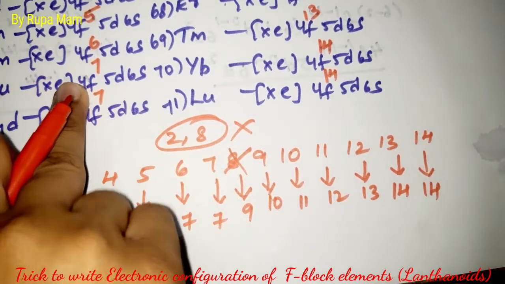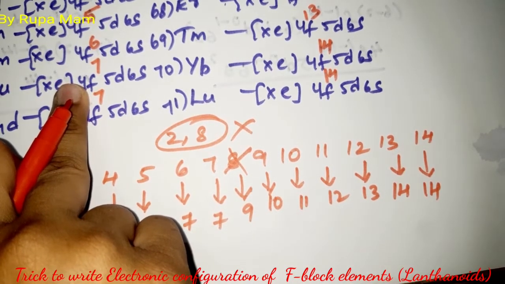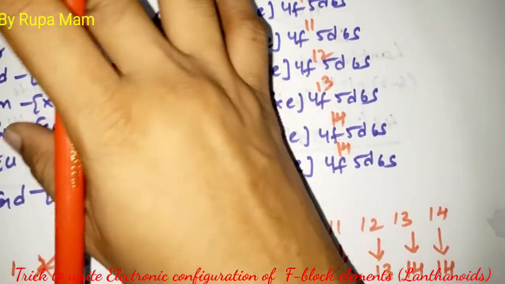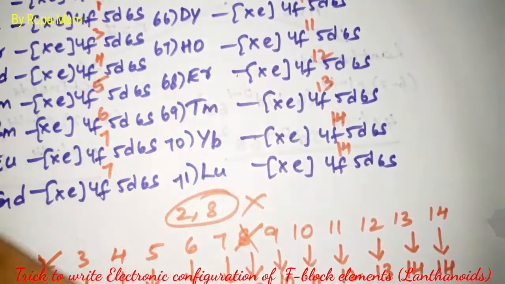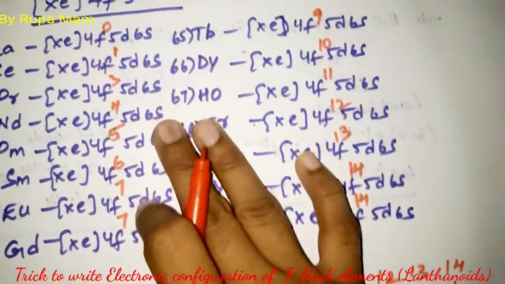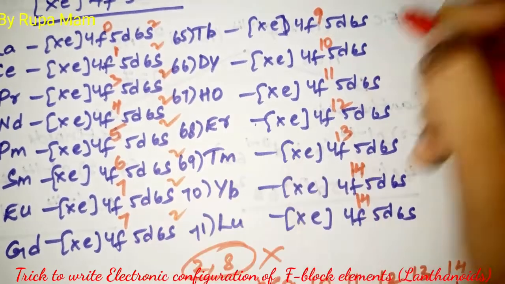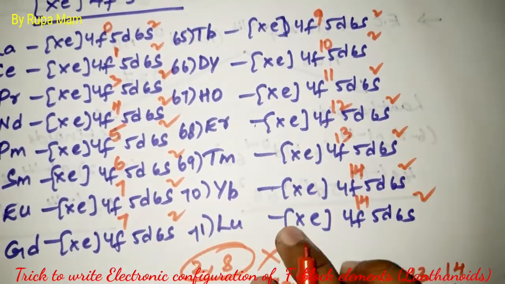After filling the f orbital, just see the 6s2 electrons. The general electronic configuration is s2, and s2 means s is completely filled, so there is no change in filling of electrons. So fill the s orbitals with 2 electrons: 6s2.